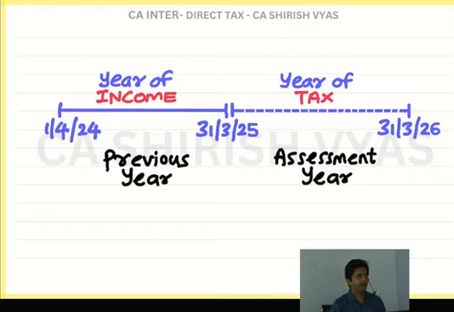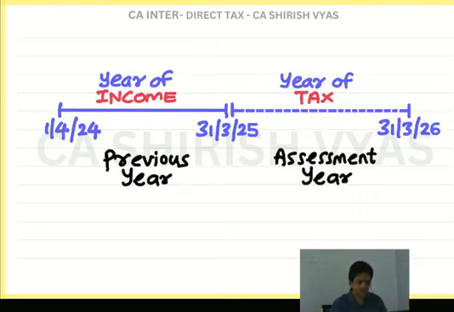Because I find it very funny. Many students who have not cleared 2-3 attempts have a question for me: sir, for my exam, which year will be applicable? This question should not come. You ask yourself, when are you appearing? Whenever you appear, that is the assessment year. And the year before that is the previous year.